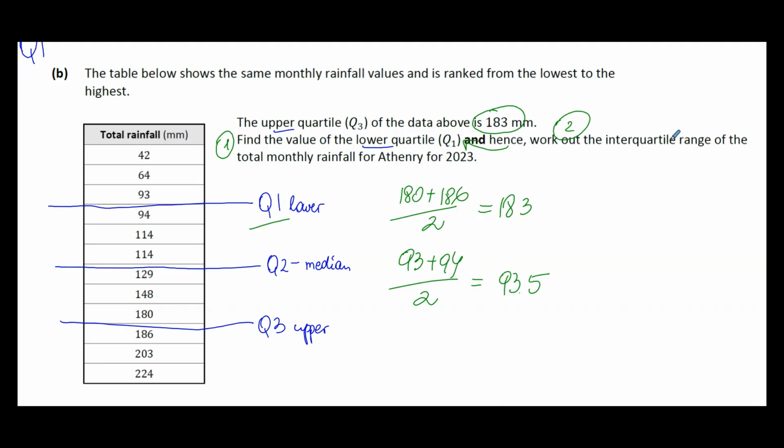So how do we get the interquartile range? The interquartile range is basically quarter 3 minus quarter 1. My quarter 3 I just calculated, that's 183, minus quarter 1, which is 93.5. Again, we put that in the calculator, we press equal, and we write down our answer of 89.5.